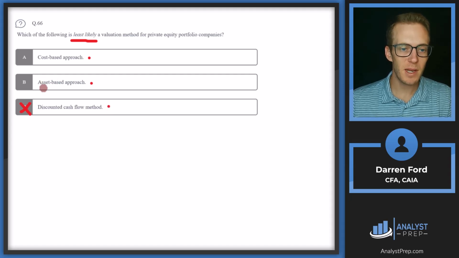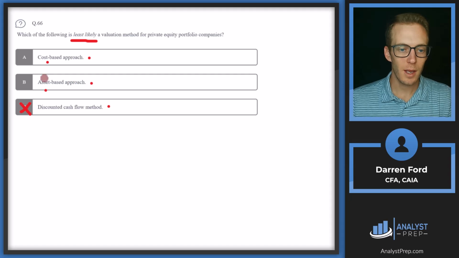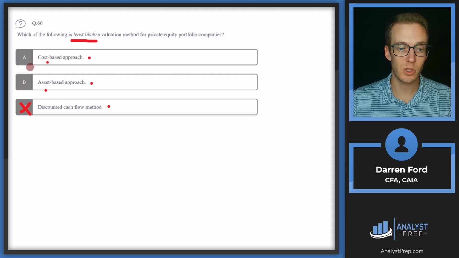So then between asset-based and cost-based approach, these are both going to be based on assets on the balance sheet, essentially. Cost-based is looking more so at what it would cost to replace the assets that we have. Whereas asset-based is going to be looking more at the fair value of those assets today. And so between these two, they're obviously very similar. So we need to determine which is worst. I think in the case of both, they're not really going to be ideal for valuing these types of companies.